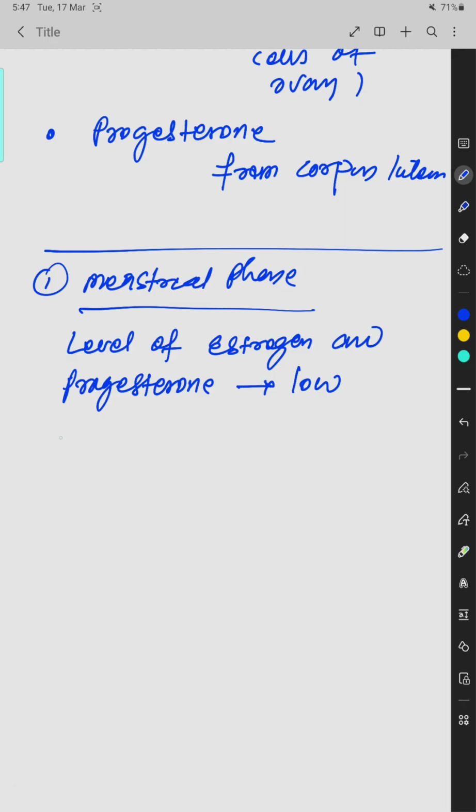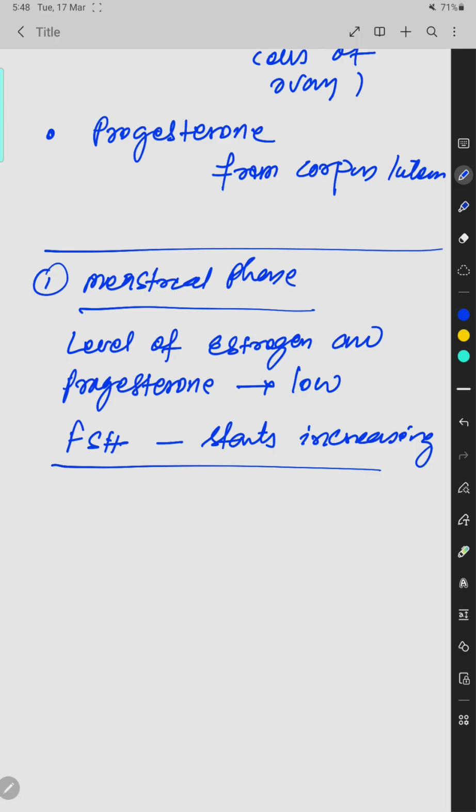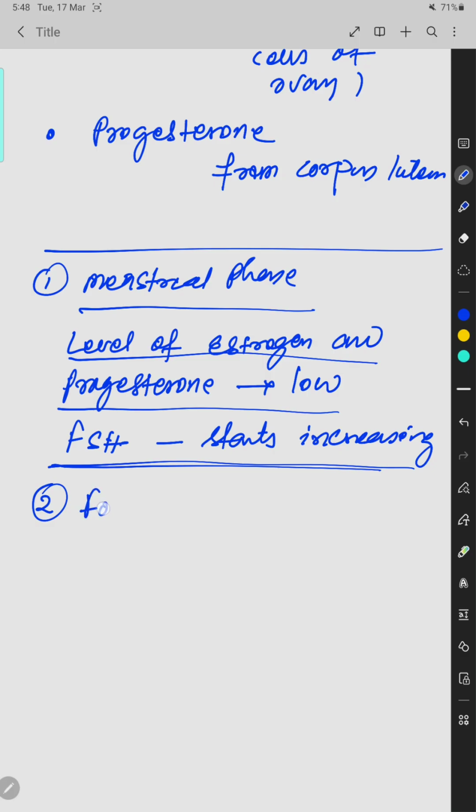Then the FSH hormone starts increasing. The level of FSH increases. So what happens? The level of estrogen and progesterone is low, FSH starts increasing, and LH is not significant. Now come to the second phase, that is follicular phase.